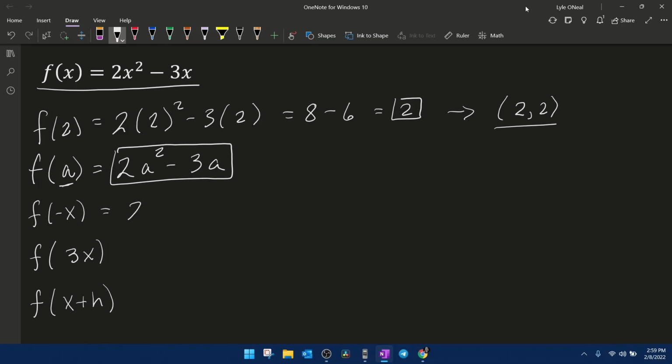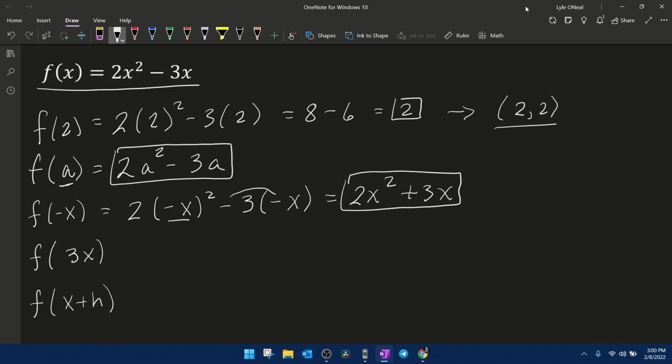F of negative x, replacing every x with negative x. Here it's important to note that negative numbers or letters need to go in parentheses because a negative anything squared becomes positive. If you don't put the parentheses, you won't square the negative, you won't get a positive. So negative x times negative x is a positive x squared, leaving the 2x squared the way it was. But here, negative times a negative makes a plus 3x. Again, that cannot be simplified further. So that would be our result for f of negative x.